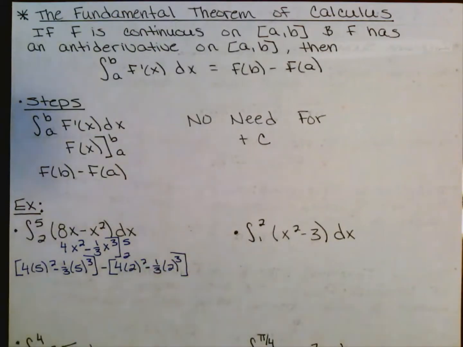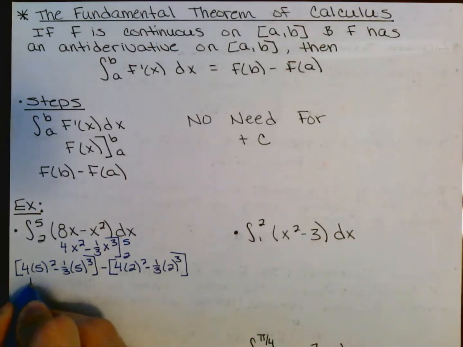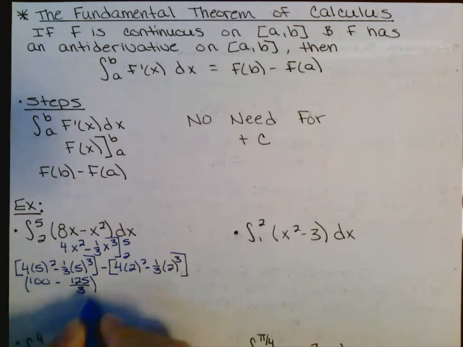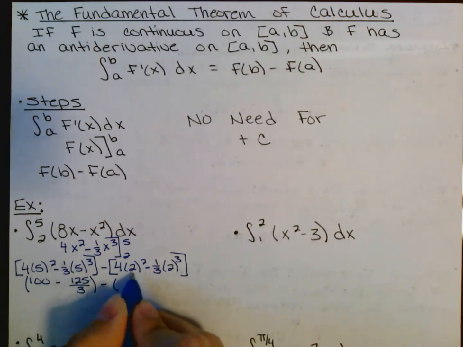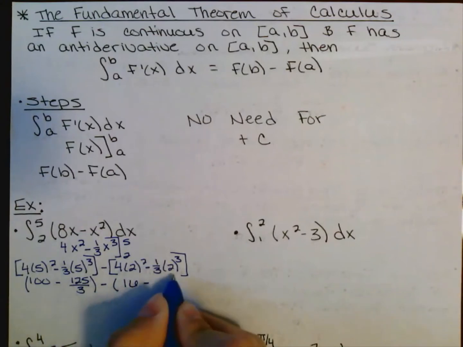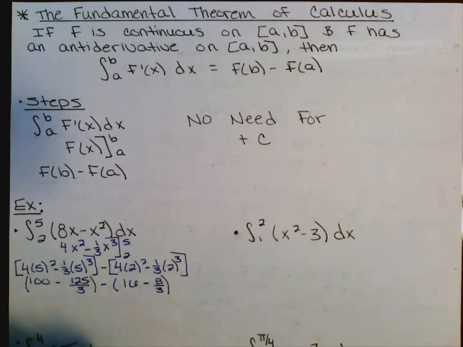Okay, now if I do 5 squared, it's 25, times 4 is 100, minus 5 cubed is 125. I'm going to write that over 3. Minus 2 squared is 4. 4 times 4 is 16. And minus 2 cubed is 8. 8 over 3. All right, now you're going to make sure that you distribute that negative.